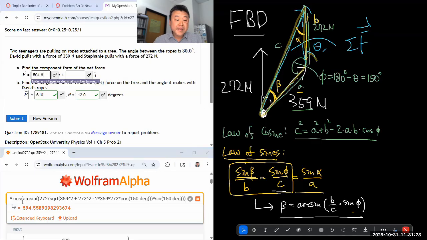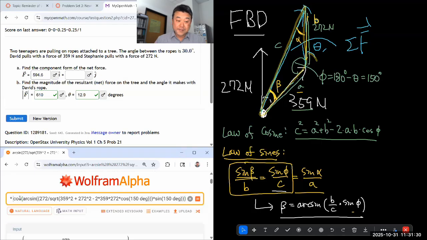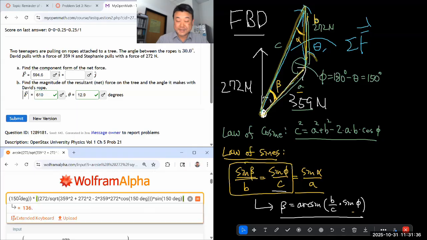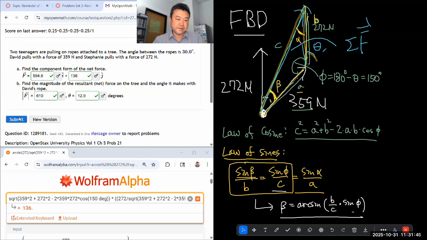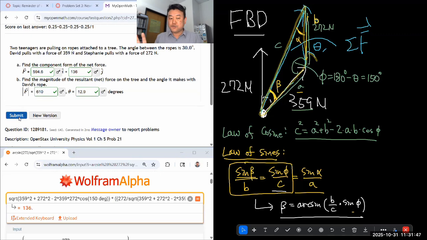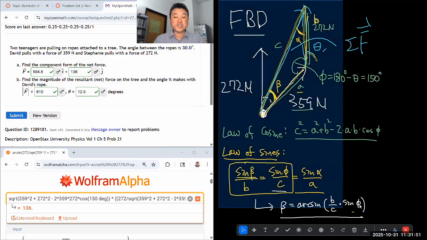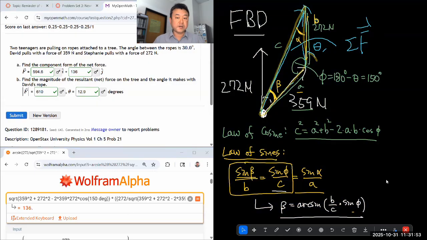594.6, and then the sine of it, that I can get just by removing the arc sine. That'll naturally give me the sine of the arc sine. So 136. So yeah, those should be the components. This is kind of a backward, unusual way to do it, but it's totally valid, totally 100% geometric way to answer a question like this vector addition. Okay, let me get to the next and the last question.